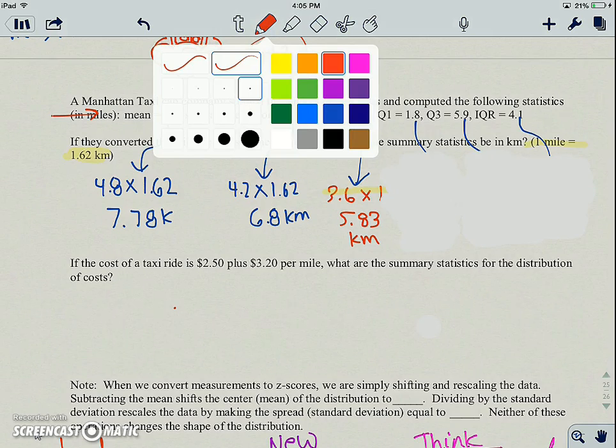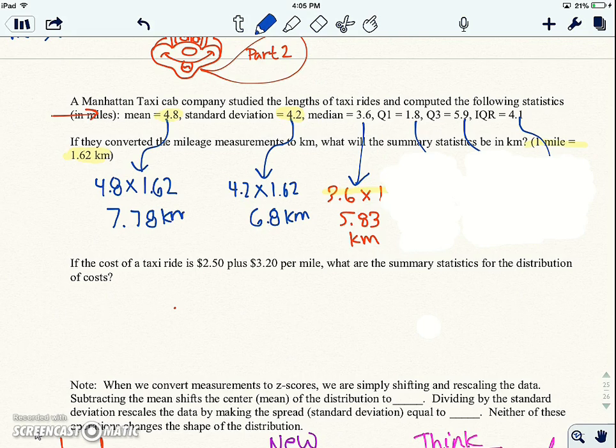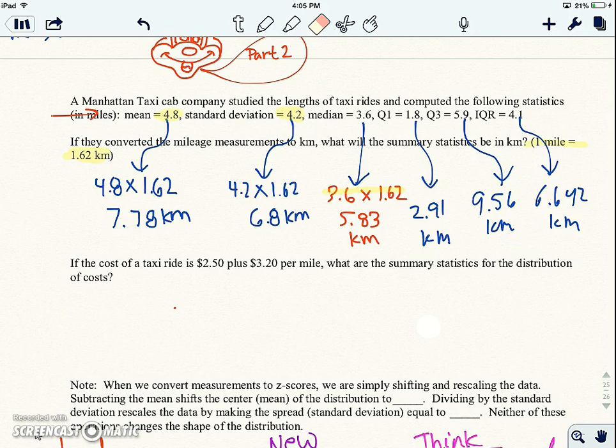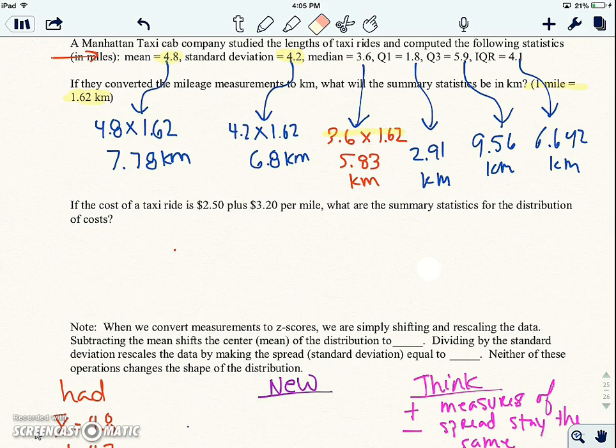If we did, oops, I've got to put my M back here. If we did the median and the quartiles, we would get this. All I'm doing is multiplying by 1.62. You may need to pause to write that down. So that's just a standard scale. Notice that everything shifted.